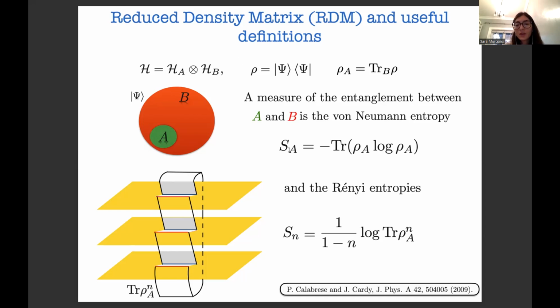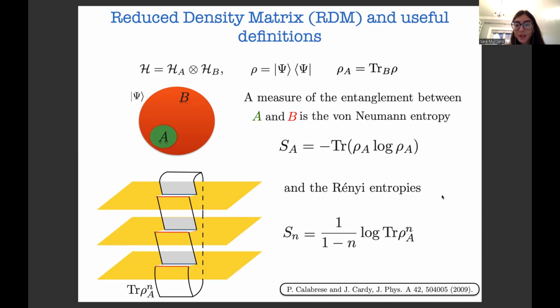Now, one of the most popular measures of entanglement between A and B is provided by the von Neumann entropy, whose definition is reported here. So it's minus trace ρ log ρ. And the problem of this definition is that it involves a reduced density matrix, so an operator, and the log of this operator.